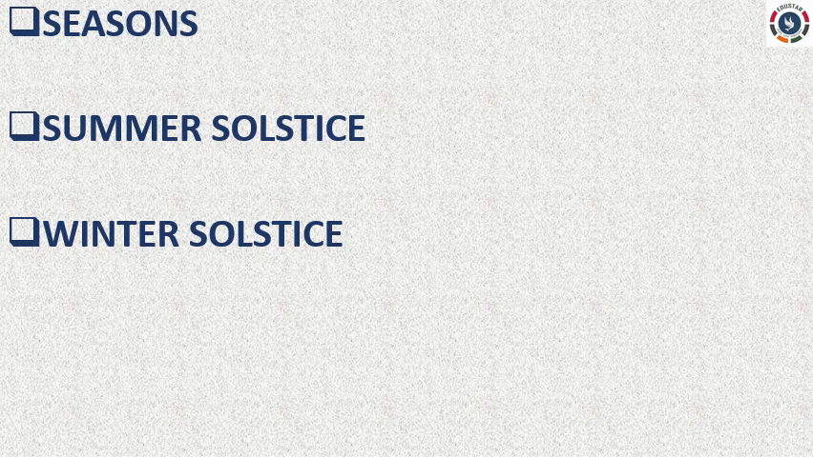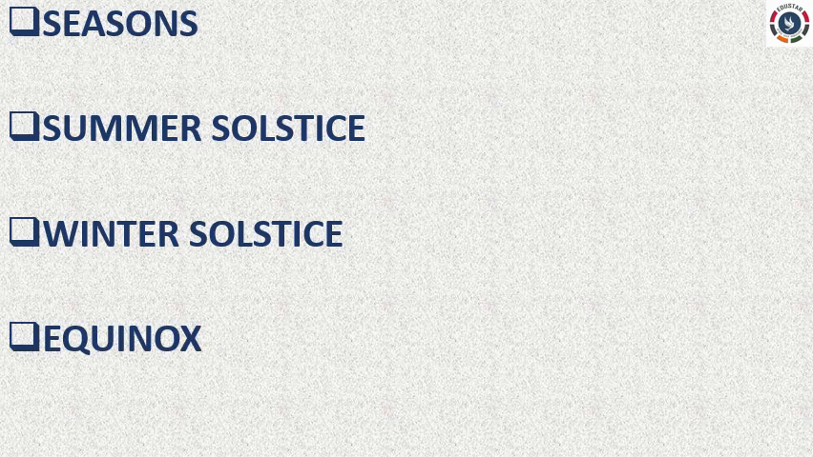Next is about winter solstice. When the northern hemisphere leans away from the sun, it receives less sun rays and has winter season. Then the southern hemisphere leans towards the sun and receives more sun rays and has summer season. So the shortest day in the northern hemisphere is 22 December. This day marks the winter solstice.